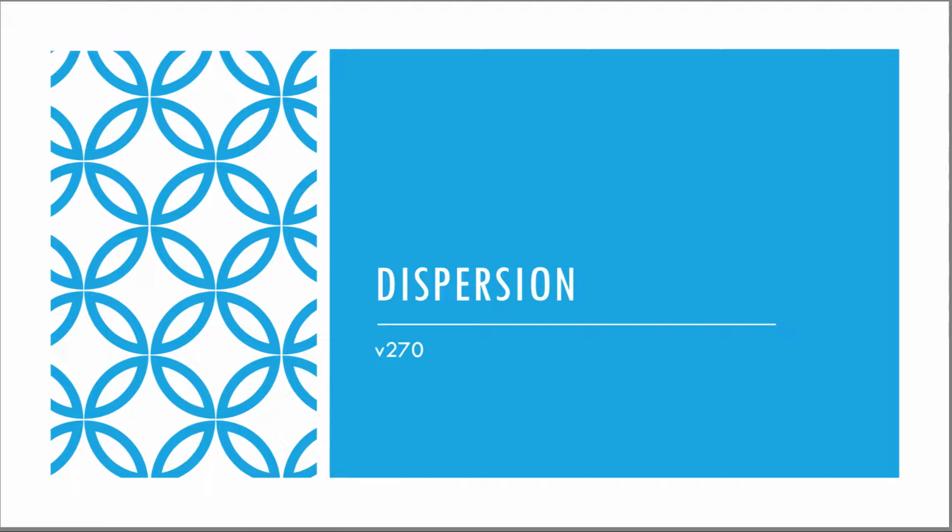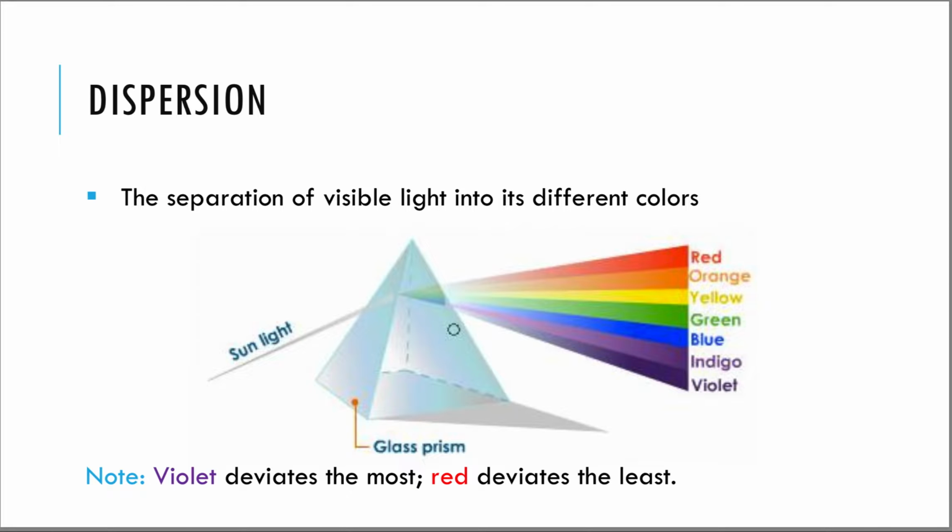This is video 270. I'm going to talk about dispersion. Dispersion is what allows us to understand how rainbows are formed. If you've ever seen light go through a prism, then you see that it separates into all the colors of the rainbow. So this is dispersion.